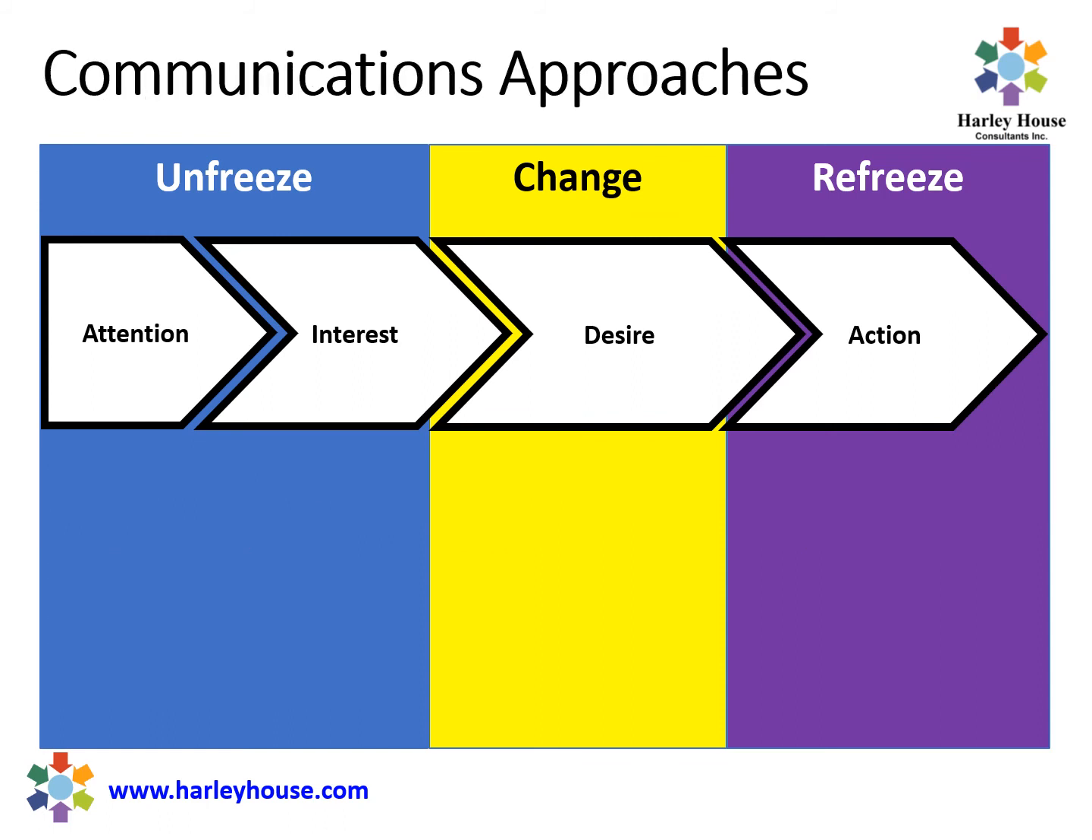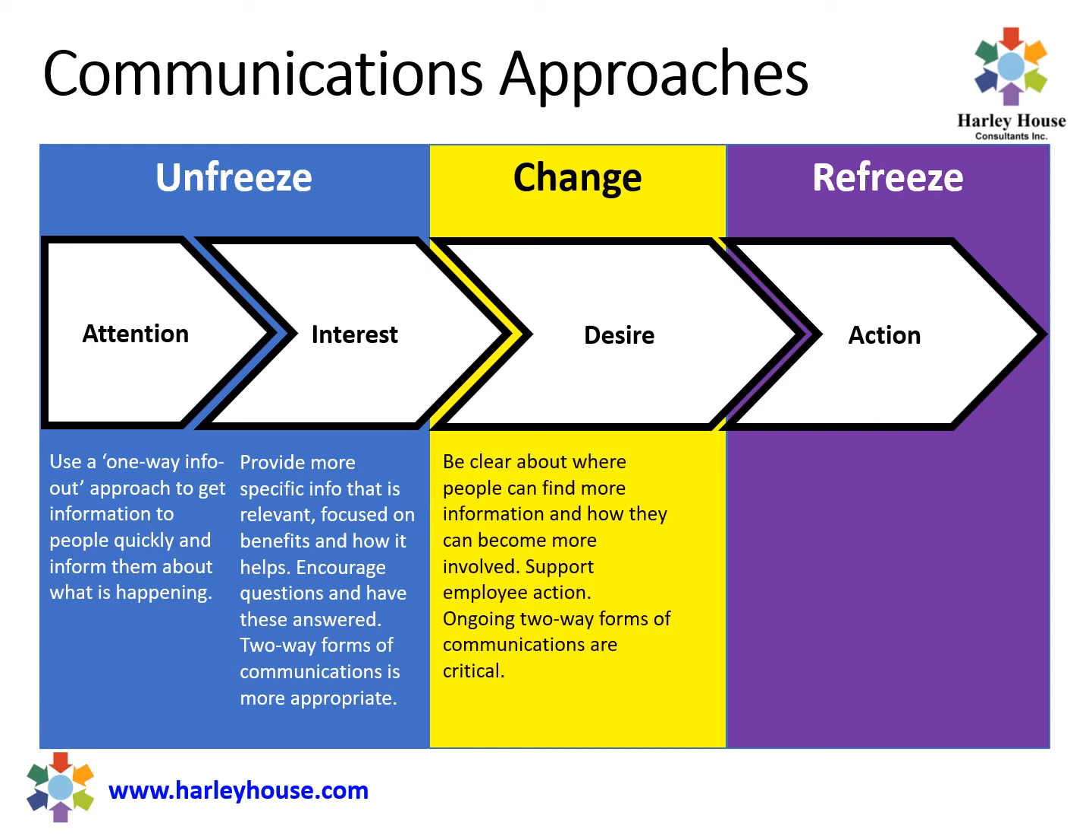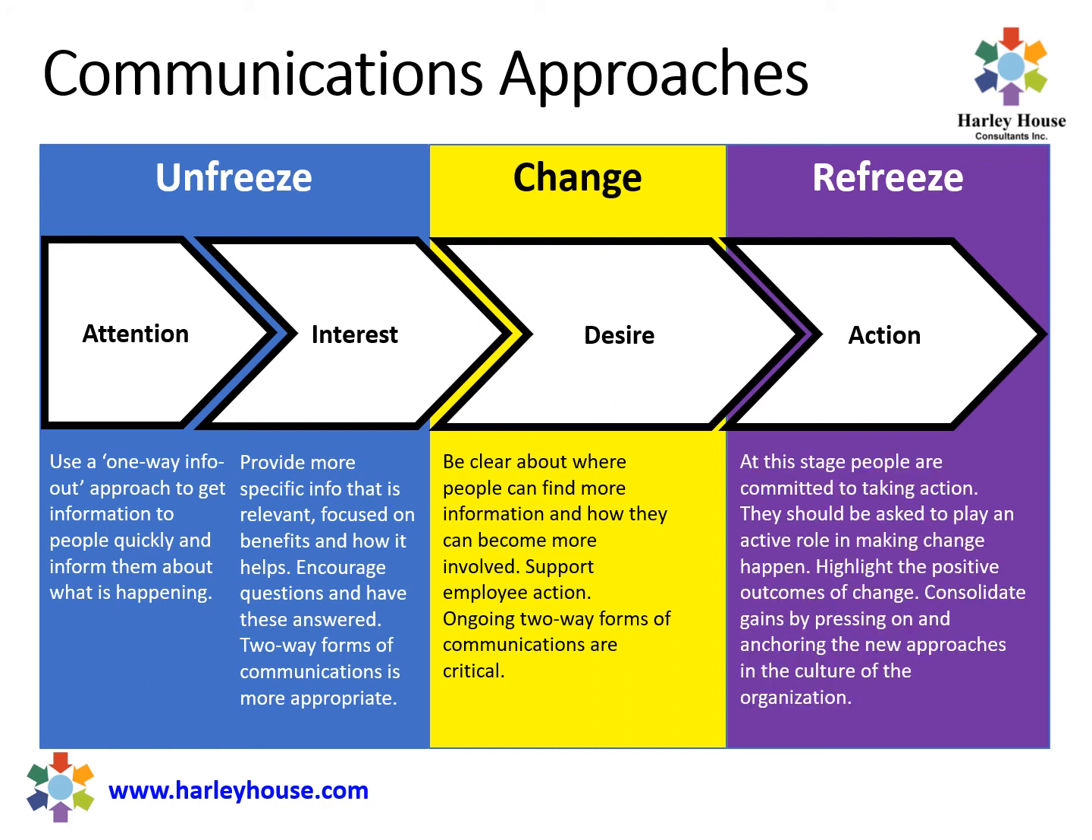From a communications approach perspective, at the unfreeze stage, use a one-way info-out approach to get information to people quickly. Provide more specific information that is relevant, focused on benefits, and how it helps. Use two-way forms of communications to encourage questions and have these questions answered. Be clear about where people can find more information and how they can become more involved. Ongoing two-way forms of communications are critical. At the refreeze stage, people are committed to taking action. They should be asked to play an active role in making change happen, highlight the positive outcomes, and consolidate gains.